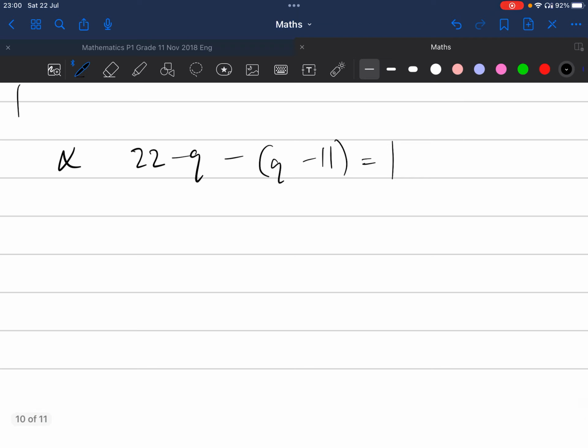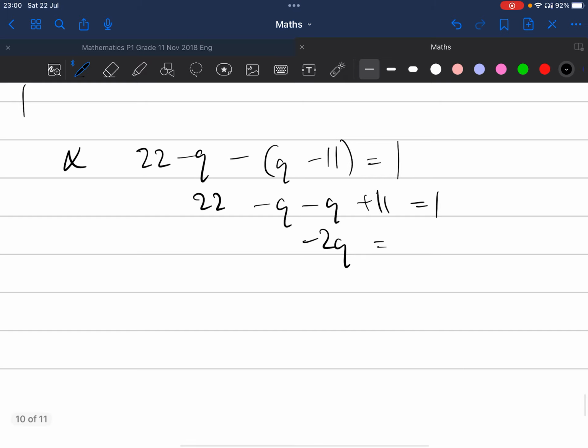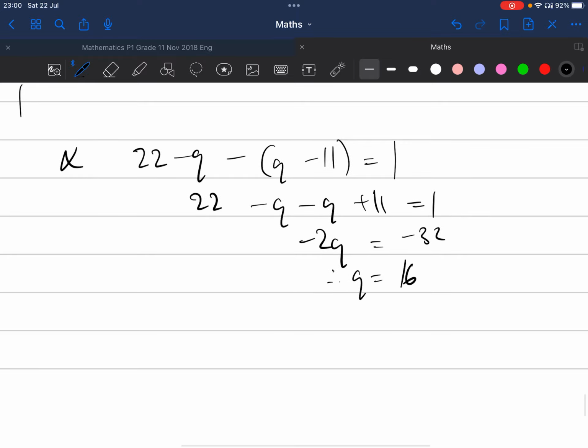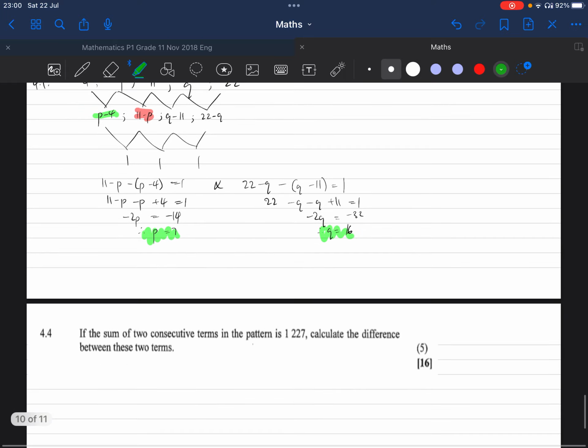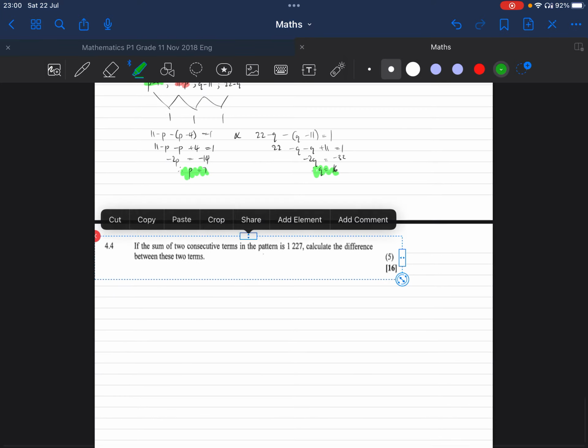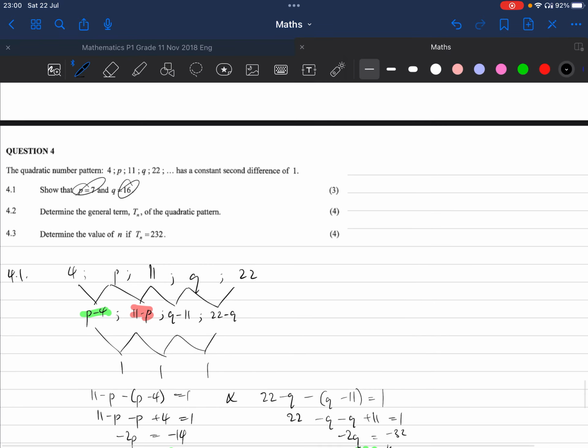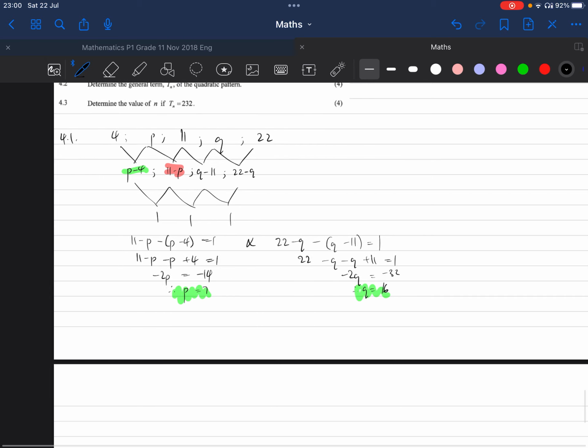And for q, let's do the same thing. So 22 minus q plus 11 equals 1. So minus 2q equals 1 minus 11 minus 22, which gives us minus 32. Now I'll divide both sides by minus 2, and that gives us 16. So p is 7 and q is 16. So that means these answers are correct. That's 4.1. Let's now look at 4.2. 4.2 says determine the general term of the quadratic pattern.